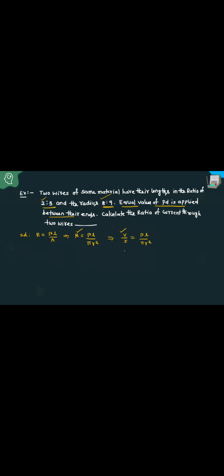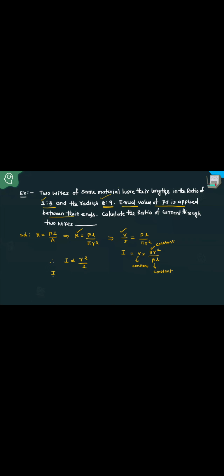Then you have to cross multiply: I equals V into pi R square by rho L. V is constant, the voltage is constant. Rho is also constant, the resistivity for a given material is constant. Pi is also a constant value. Then from this, what can you write, friends? I is proportional to R square by L.